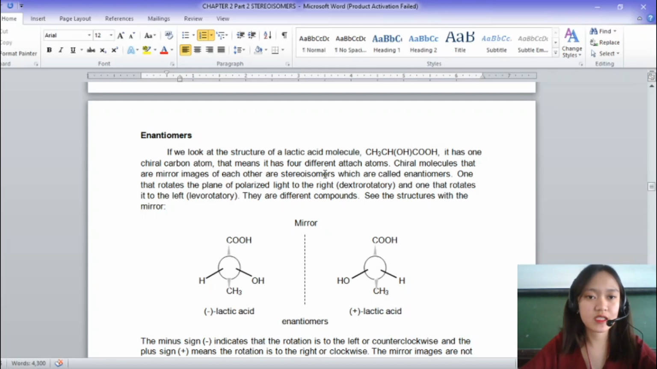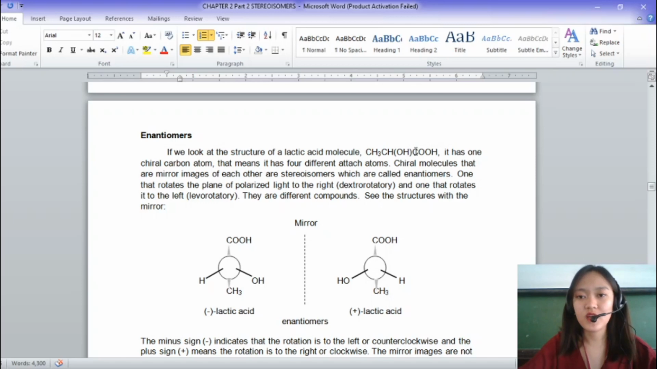You have enantiomers. Okay, if we look at the structure of the lactic acid molecule, CH3, CHOH, and COOH. When seeing the chemical formula, you will already locate the chiral carbon. So, how to locate the chiral carbon again? Bilangin muna ilan ang carbon atoms that are present. So, you have 1, 2, and 3 carbon atoms. In the first carbon atom, tatlong H or hydrogen group ang nakadikit. So, it is not a chiral carbon atom.